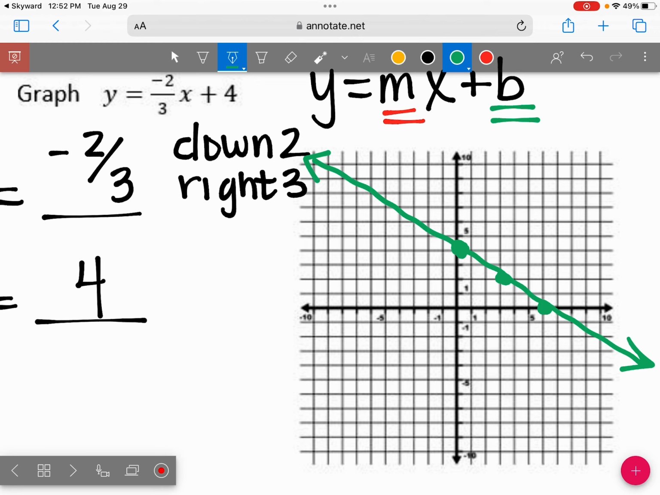And that is the graph. So there's 3 different ways. One way would be to graph using a table. Another way is to use your slope and y-intercept. And the third method is to find the x and y-intercept.